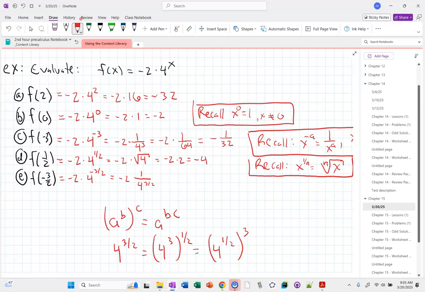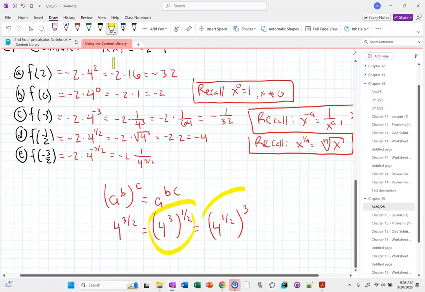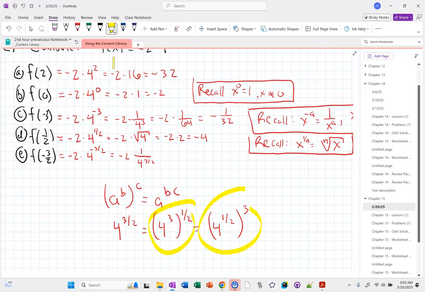Which one of those two do you think I want to think about it as? Which one of those looks better, this one or this one? The one on the right, correct? Because hopefully you recognize 4 to the 1/2 is just the square root of 4, which is just 2. So that's 1 over 2 to the 3rd. Everybody feel okay there?